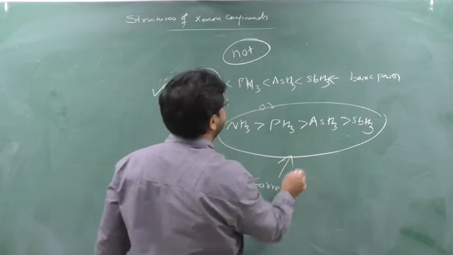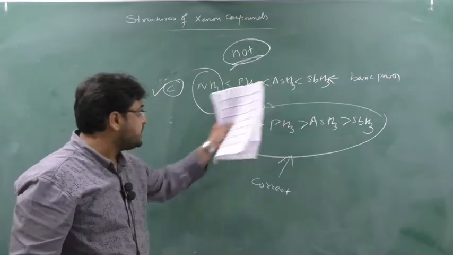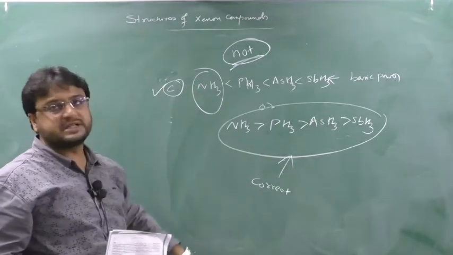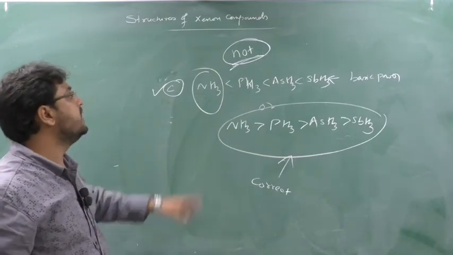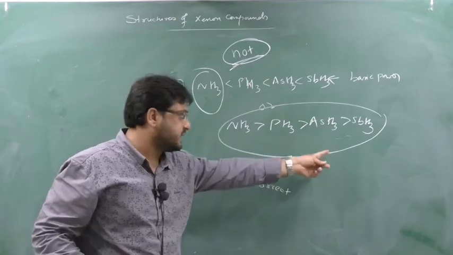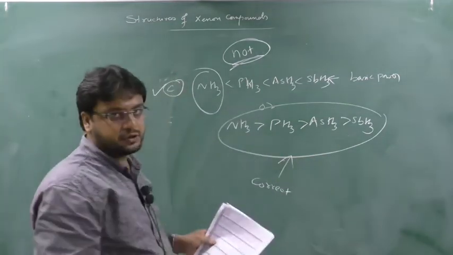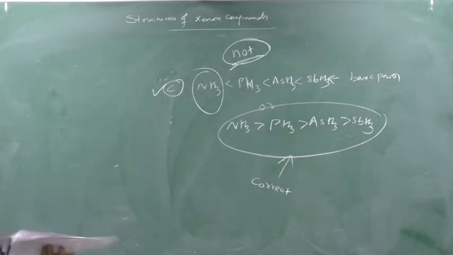But the question itself says not, which means you have to find the wrong answer. So this given series is actually wrong. But since the question asks for the wrong answer, for us this answer is correct for the MCQ. Actually this is not the series, this is the series. But the question says not, so the answer is C only. Clear this part?